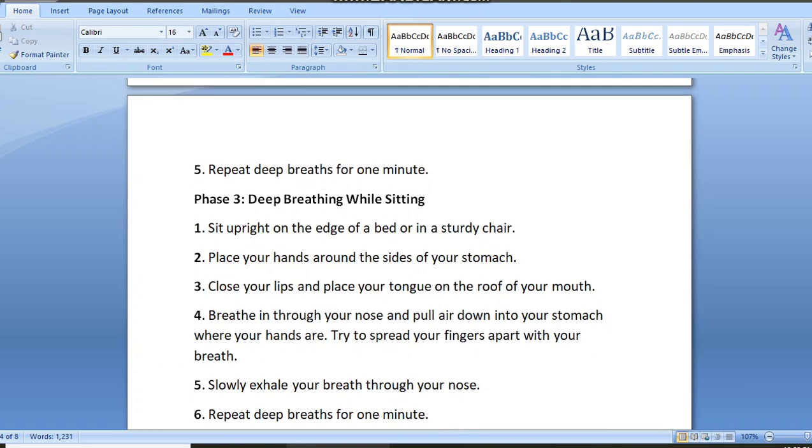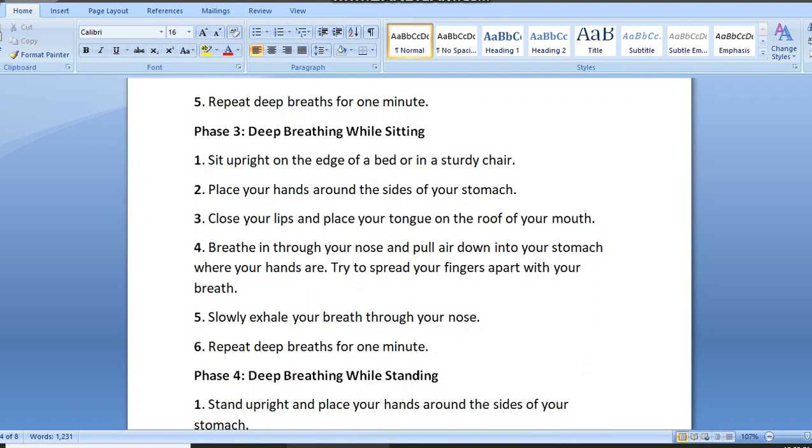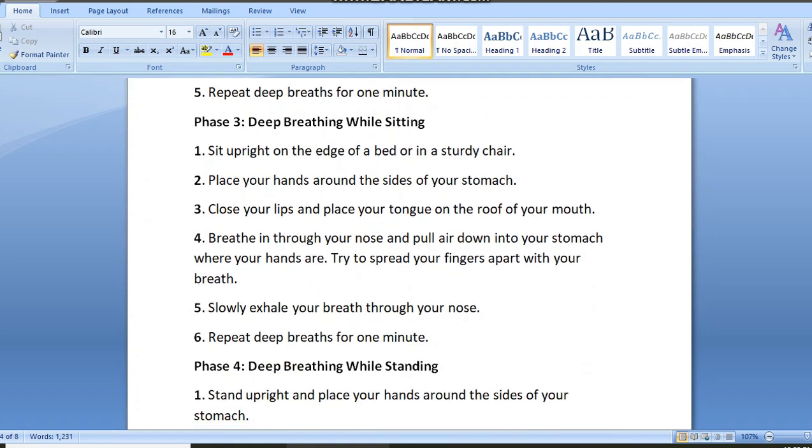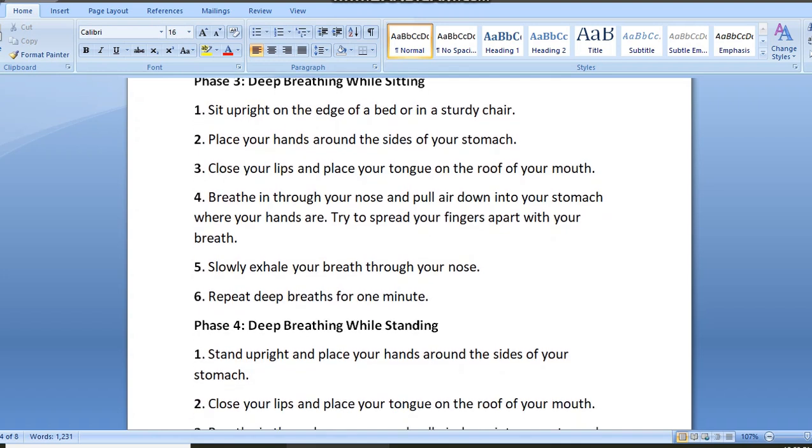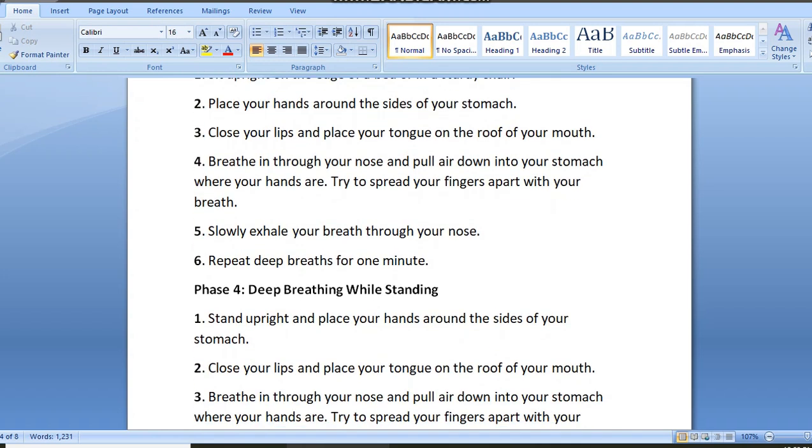Phase 3. Deep breathing while sitting. Number 1. Sit upright on the edge of a bed or in a sturdy chair. Number 2. Place your hands around the sides of your stomach. Number 3. Close your lips and place your tongue on the roof of your mouth. Number 4. Breathe in through your nose and pull air down into your stomach where your hands are. Try to spread your fingers apart with your breath. Number 5. Slowly exhale your breath through your nose. Number 6. Repeat deep breathing for 1 minute.